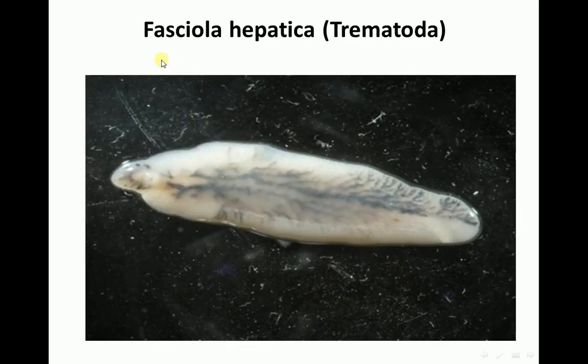Other examples of phylum Platyhelminthes, class Trematode, such as the parasite Fasciola hepatica. This is a real image of this parasite. The habitat of this parasite is in the liver. This is the oral cone provided with oral sucker and ventral sucker, and these dark lines are the ceca or intestine.